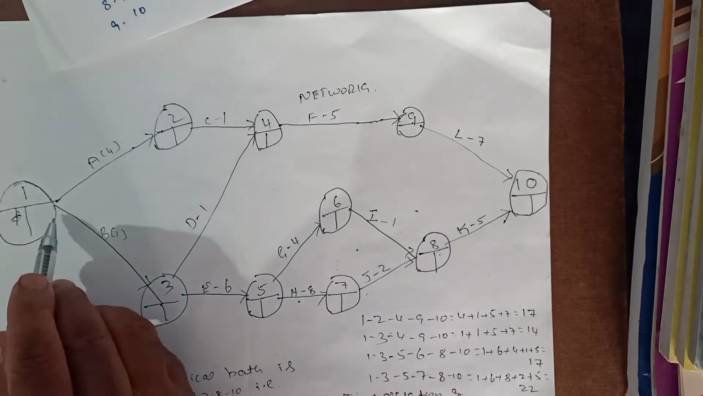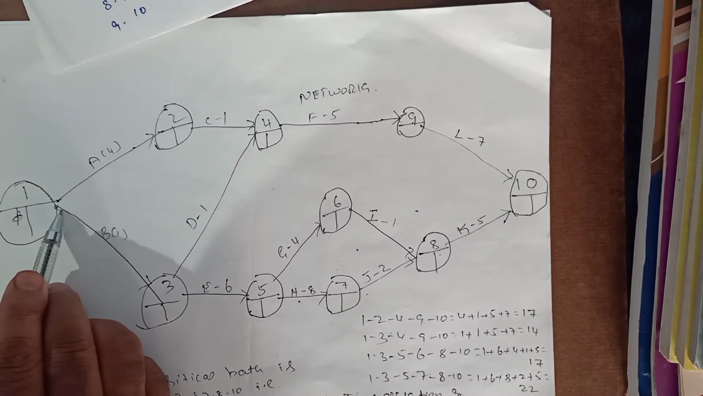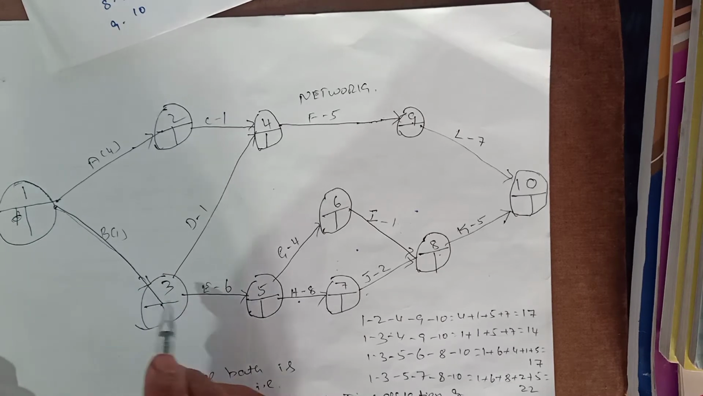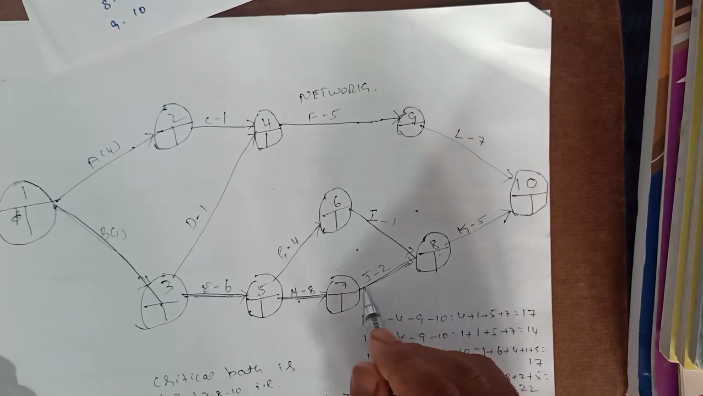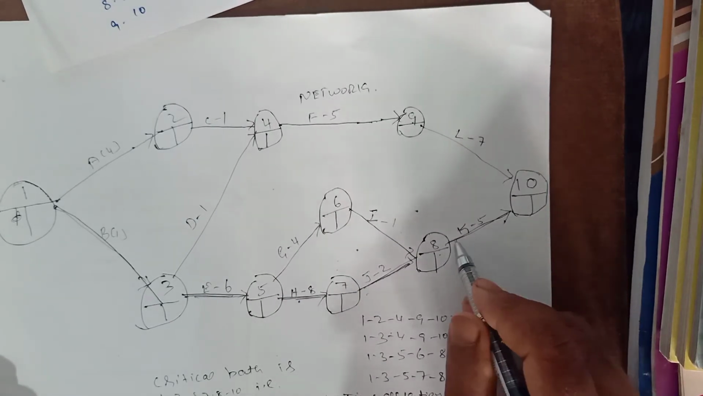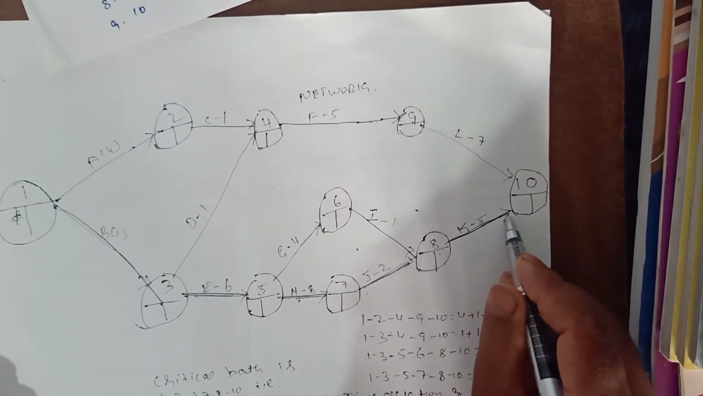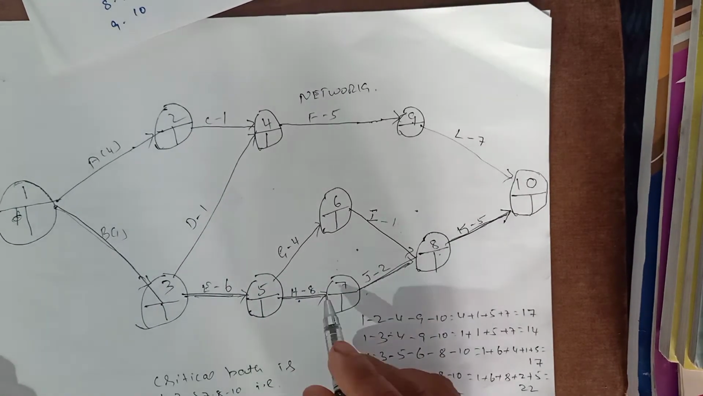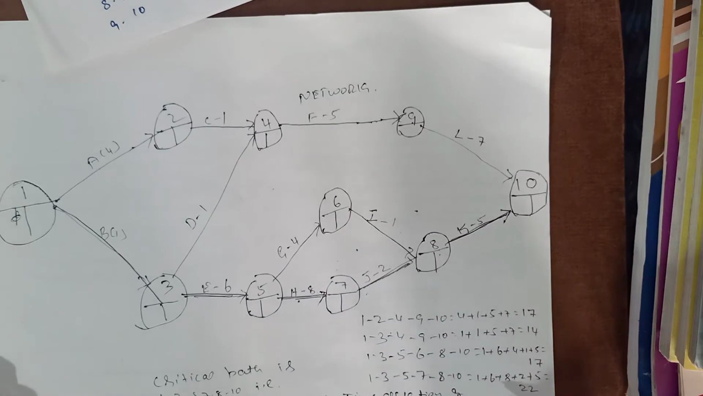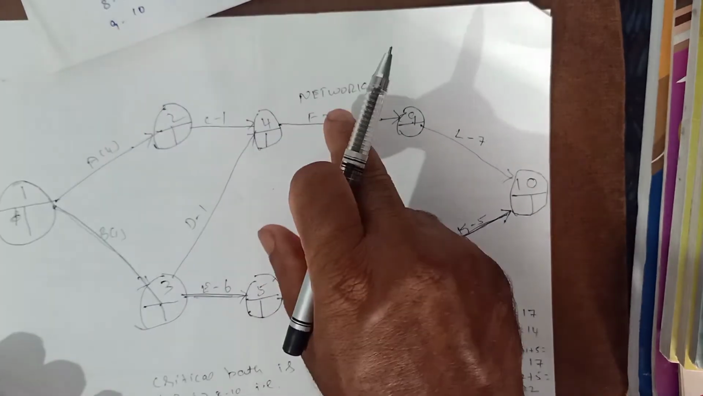So we have to double line the critical path here. See critical path, double line, this is double line, that is dark shade. You put dark shade into the critical path. So this is the second step. We have drawn a network.